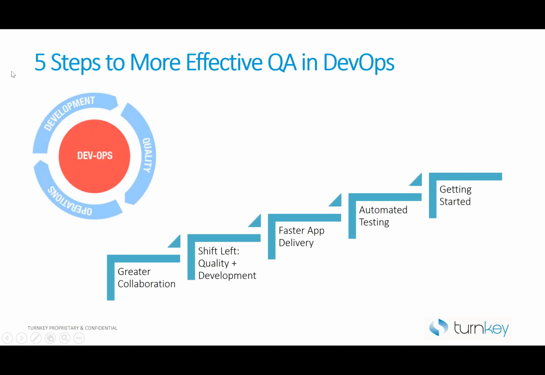So let's talk about 5 steps to more effective QA and DevOps. After all, that was the title of our presentation, so we finally got into it. So if you think about DevOps, it's just at the center of development, quality, and operations, of course, as we said. And these 5 steps that we talked about, we're going to go into some detail on each of those.